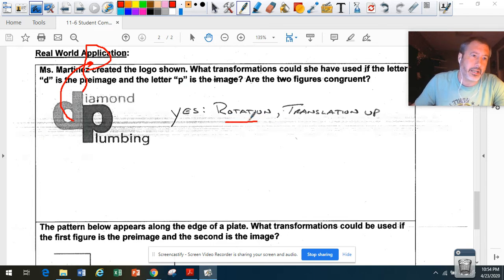Now, you know what, you can do this both ways. I'll show you two ways. We could translate this down. No, it says here, translate up. Well, what if I rotated it the other way? We can do that also.